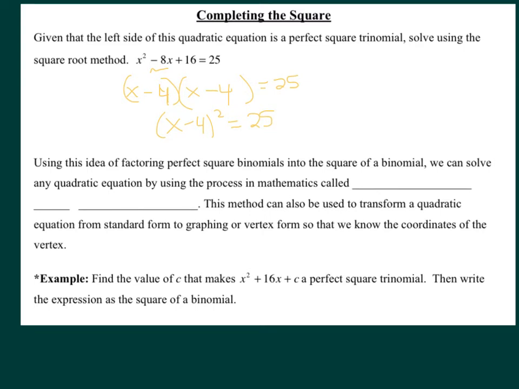Now this is able to be solved with square roots because I have a squared term and a constant term. So I can solve by taking the square root of both sides. And so I'll say x minus 4 is equal to plus or minus 5. So I have two equations to solve. x minus 4 could equal 5, or x minus 4 could equal negative 5. So I'll add the 4 and determine that x could be 9, or x could equal negative 1.